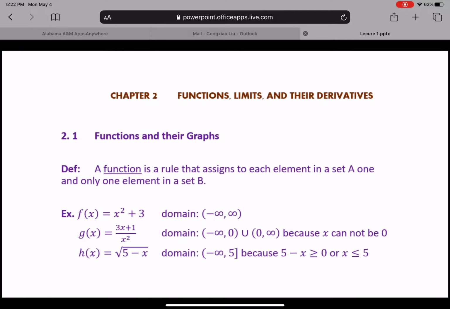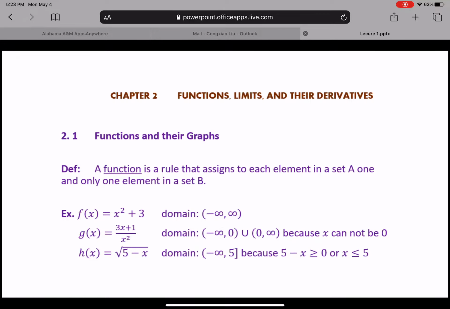In the third example, we have a radical function, h of x equals square root of 5 minus x. Note that you can never take the square root of a negative number. So that requires 5 minus x to be positive or 0. So we get the inequality 5 minus x greater than or equal to 0, and you can easily solve it to get x less than or equal to 5. In set notation, it will be negative infinity to 5, with 5 included in the domain. So we use a bracket at the right end.